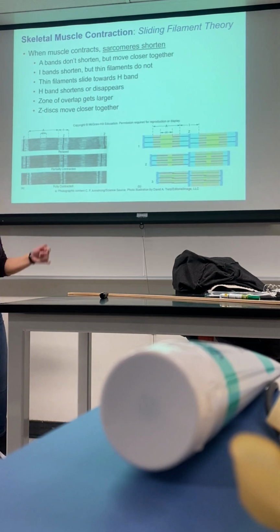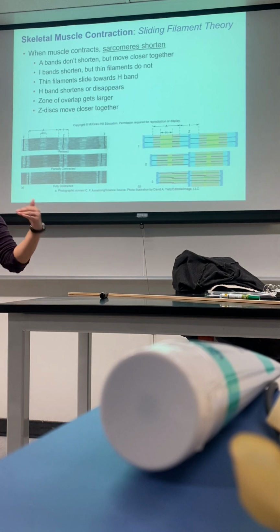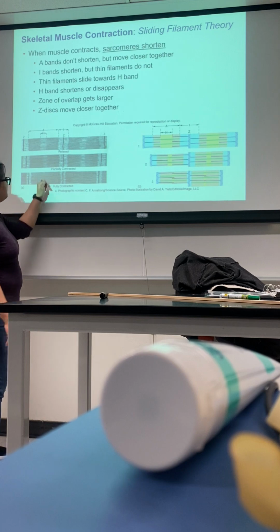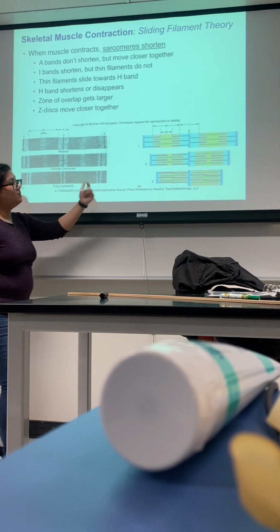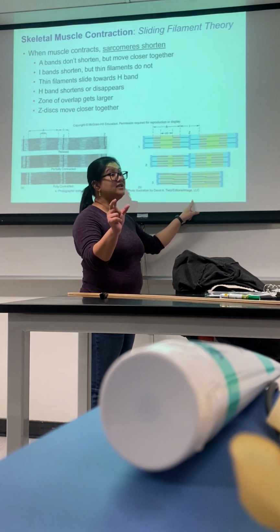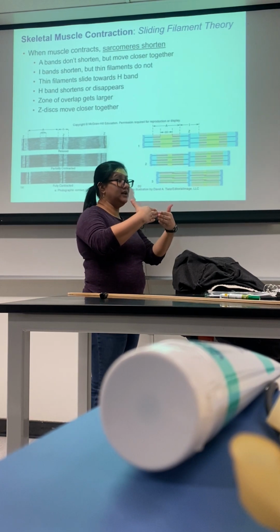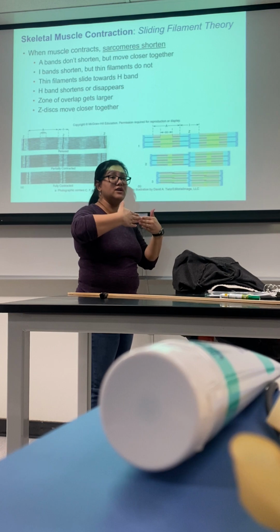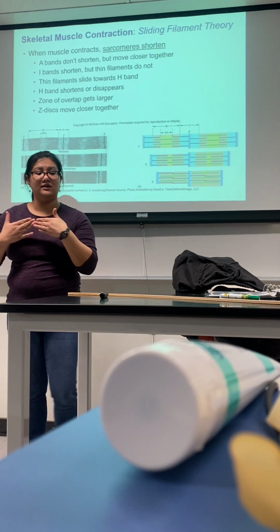And if you're fully contracted, you now have a full overlap. What happened to your H band? Is it still there? No, it's completely gone now. You don't see it. What happened to your I band? Way smaller now. So now your two A bands, which are still the same length, are now closer to one another. Everybody here clear? Yes?